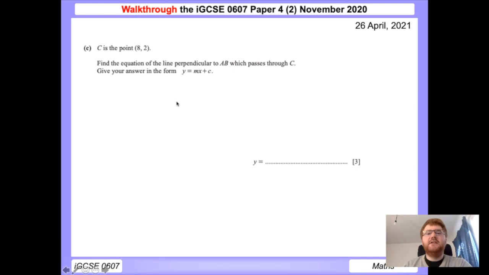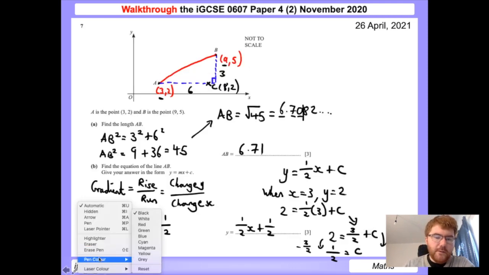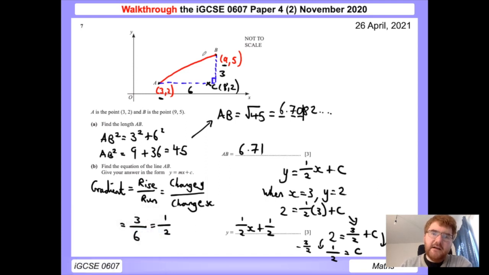And what do we need to do with it? Find the equation of the line perpendicular to AB which passes through C. So let me draw this visually. What we're looking for is a line like this that goes through C and is perpendicular to AB. Okay, so it's slightly different than the perpendicular bisector. We're just looking for a perpendicular line that goes through C.